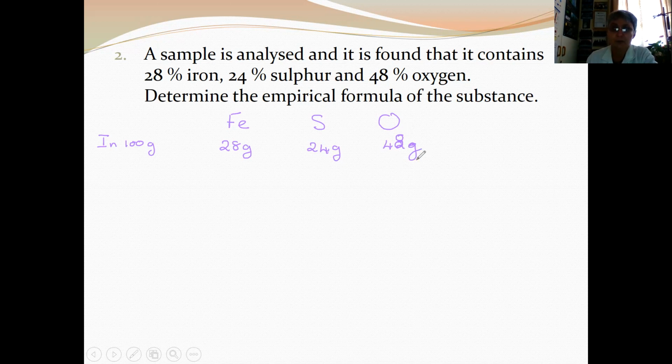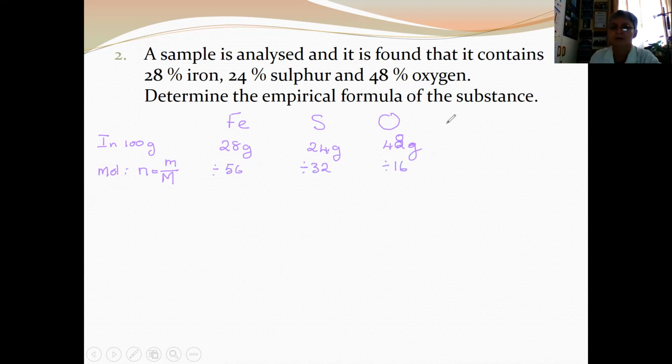In stoichiometry or analytical chemistry, everything revolves around the mole. So we are going to change the mass into moles so that we get the mole ratio by taking the mass of the element and dividing it by the element's molar mass. So the 28 must be divided by, for iron, 56. For sulfur, it is 32. And for oxygen, it is 16.